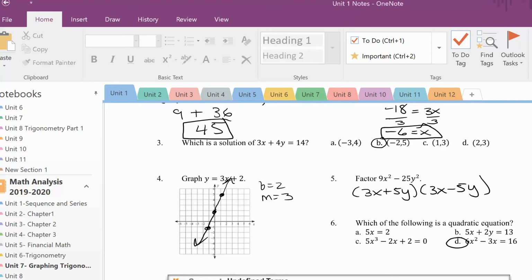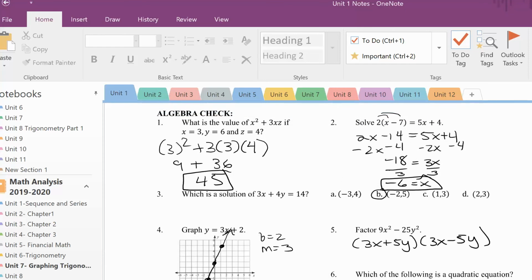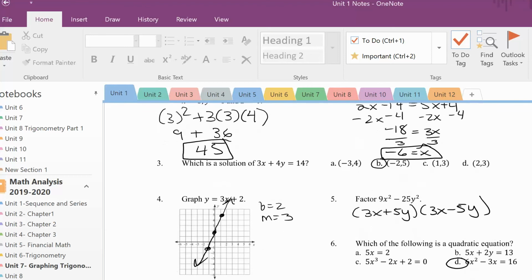we have the first one where you substitute in the values for x, y, and z, and you get 45. The second one you distribute in, so you get 2x minus 14 equals 5x plus 4, and then you move the x's to one side and the numbers to the other, and you get 3x equals negative 18. Negative 18 divided by 3 is negative 6. B is the solution to 3x plus 4y equals 14. The other ones do not work when you put them in.